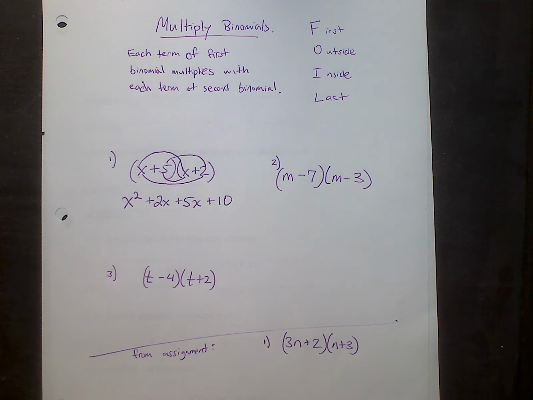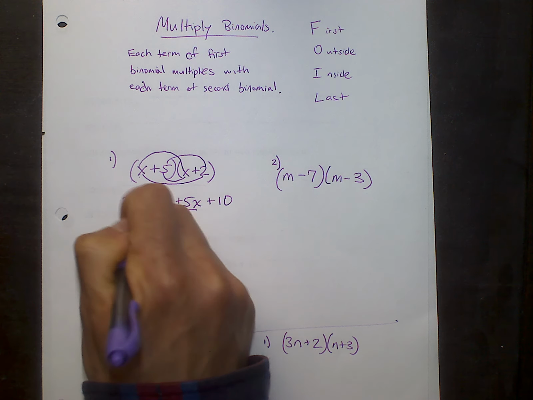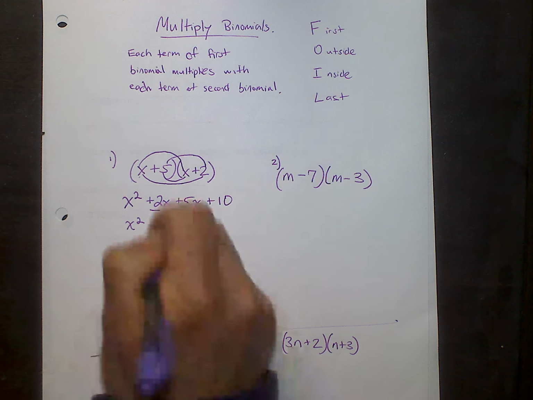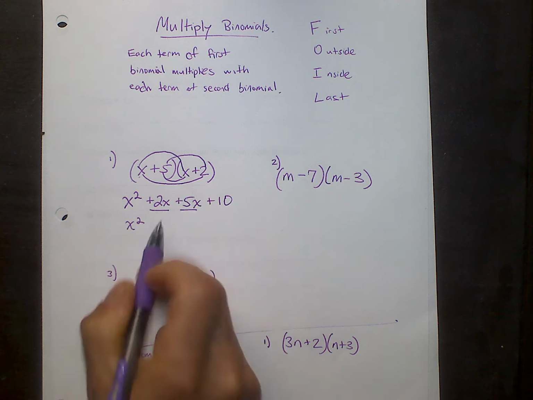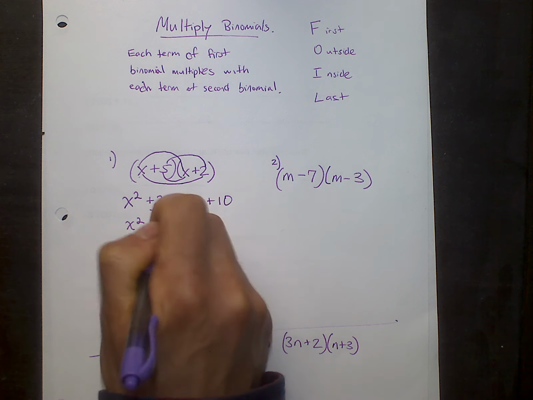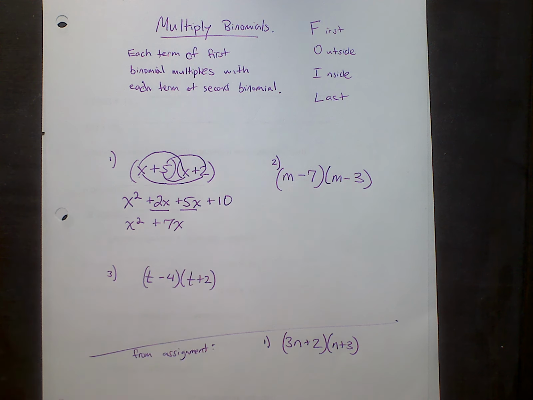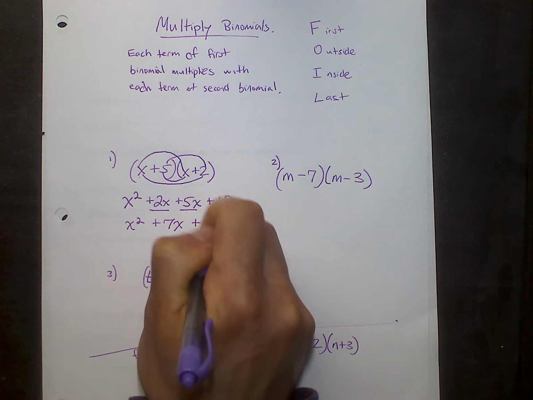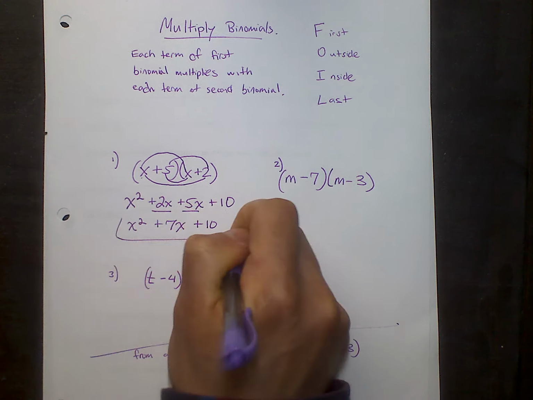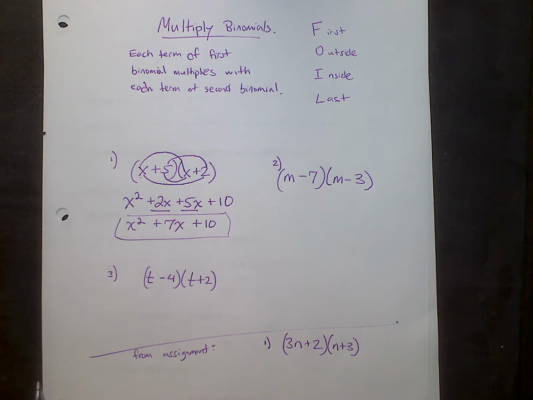In the second step, we combine like terms. There's the quadratic term. The linear terms are the ones that usually combine. 2x plus 5x is 7x. And we'll bring down the constant 10. And here we have our quadratic trinomial.